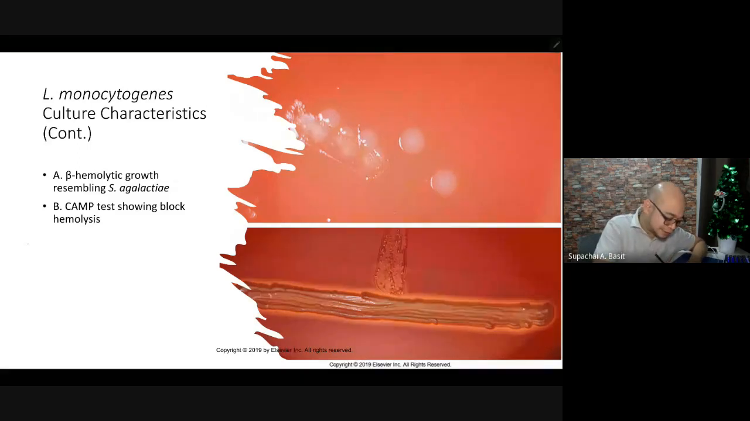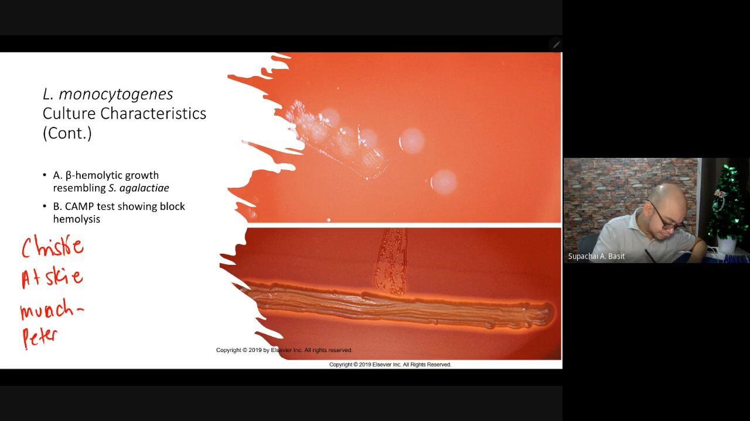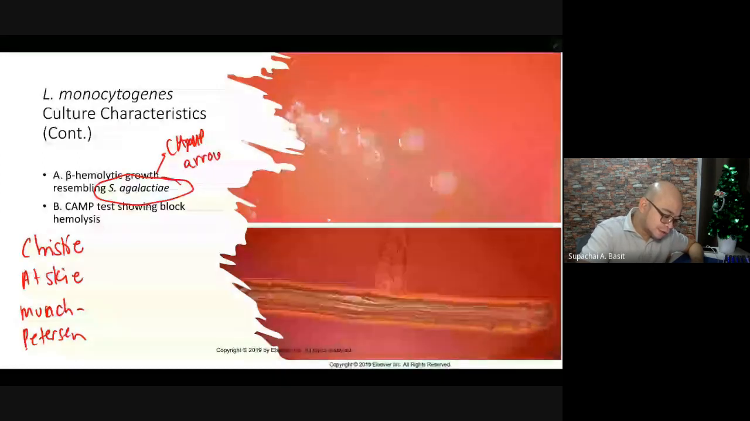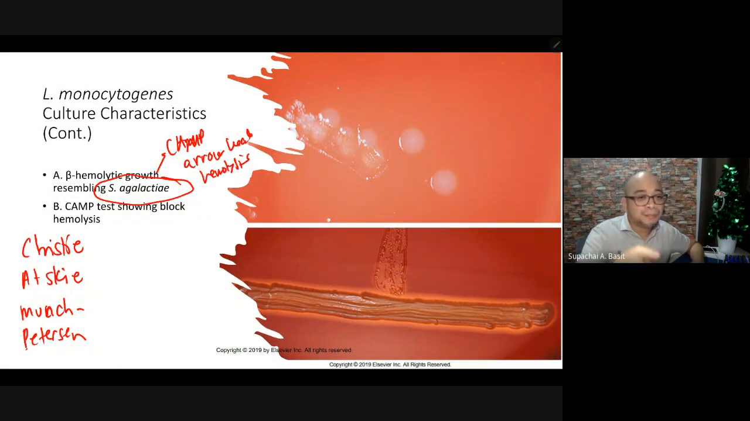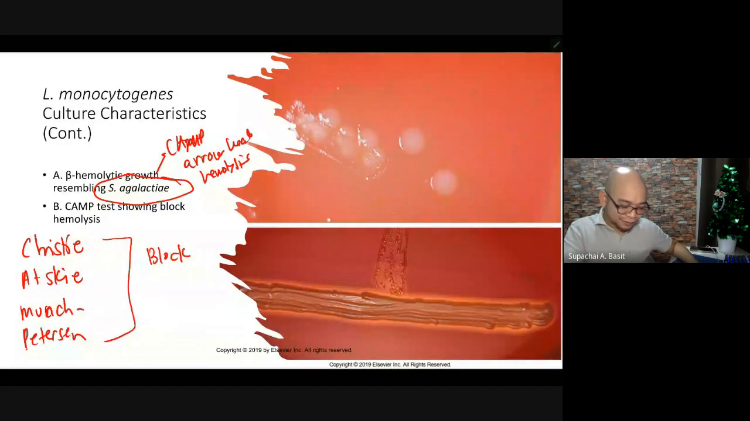What is a CAMP test? CAMP is Christie, Atkins, Munch, Peterson. For Streptococcus agalactiae, the result in the CAMP test is called arrowhead hemolysis. But for Listeria monocytogenes, the result is called block hemolysis. So this is an example of the block hemolysis.